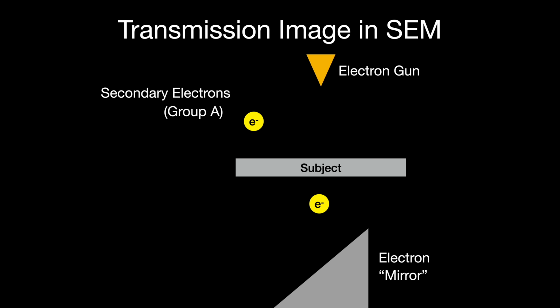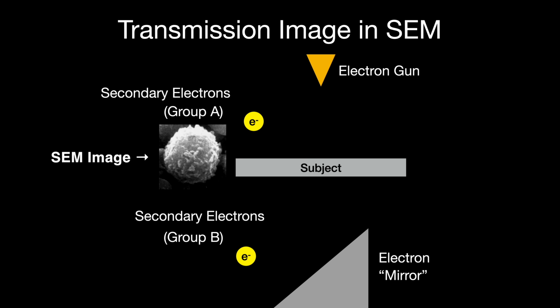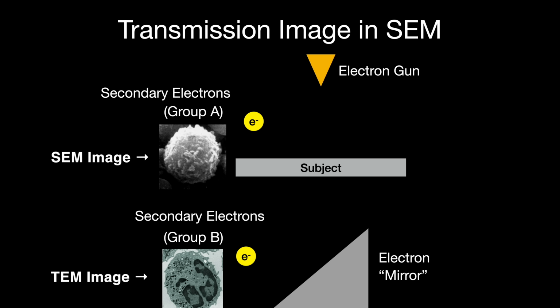But if those electrons strike another surface, then they will generate an entirely different set of secondary electrons of their own. Let's call those electrons group B. Group A secondary electrons constitute our normal SEM image. Group B secondary electrons, however, constitute our transmission image.